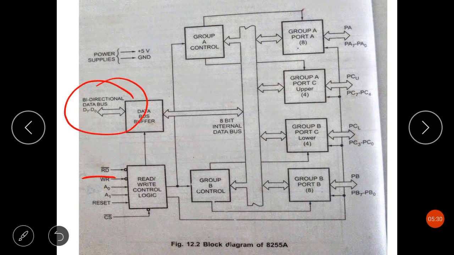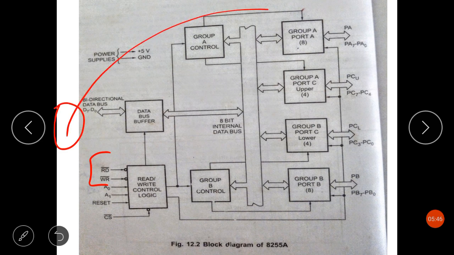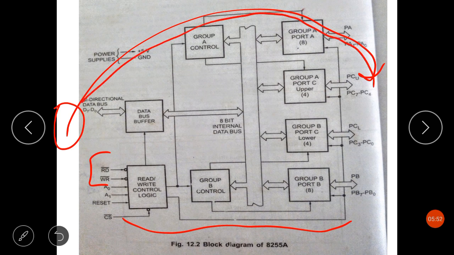So using the data bus buffer, the microprocessor can either send data to or receive data from the 8255, and the direction of data transfer will depend on the RD bar and WR bar pins. In this way, the microprocessor can send data to the peripheral device through this peripheral interface, or it can read data from the peripheral device through this peripheral interface, depending upon the RD bar and WR bar pins and using this data bus buffer.